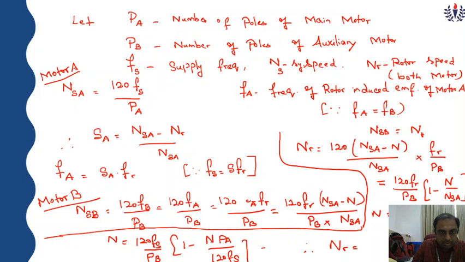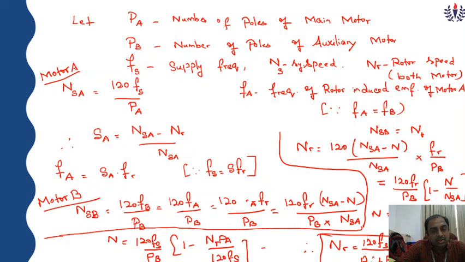Therefore Nr equals 120 Fs by Pa plus Pb. This is the derivation of cascade control in a three-phase induction motor.